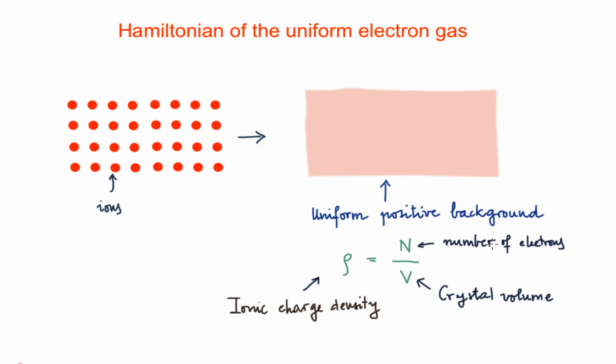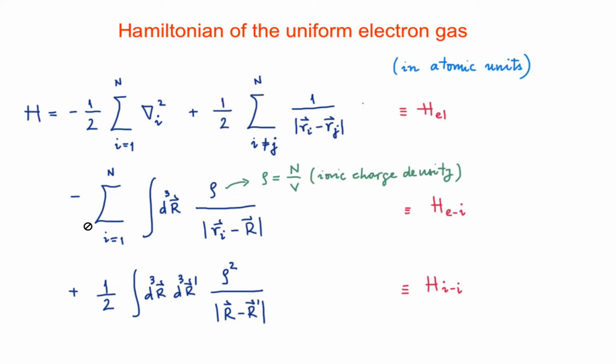Next we're going to analyze the Hamiltonian we have when the ions are substituted with this uniform positive background. This is the Hamiltonian for the system. Here we have the kinetic energy associated with the electrons. Then we have the interelectronic interaction. Just to remind you, this 1/2 is just in order to avoid double counting the interaction between the electrons.